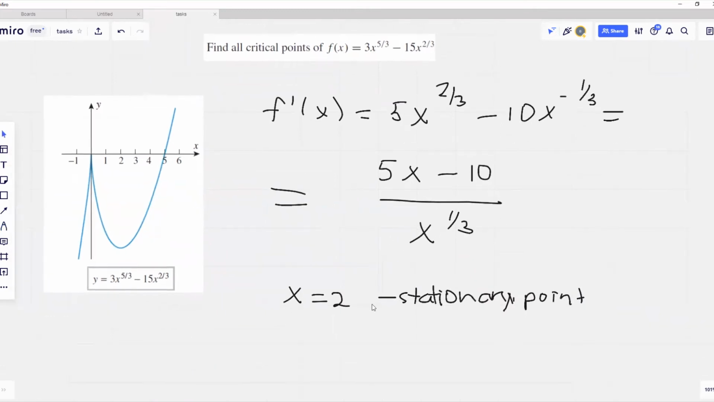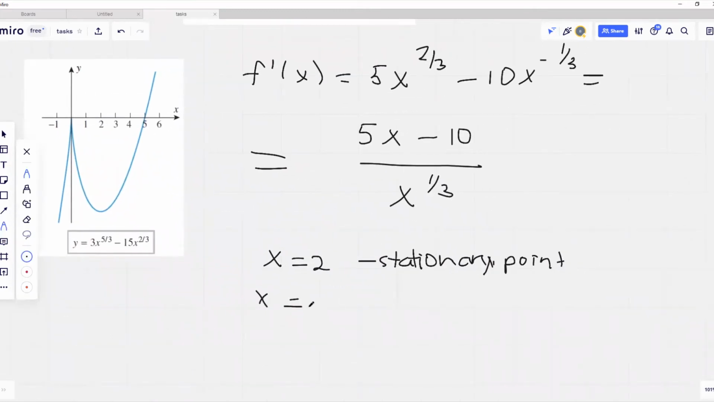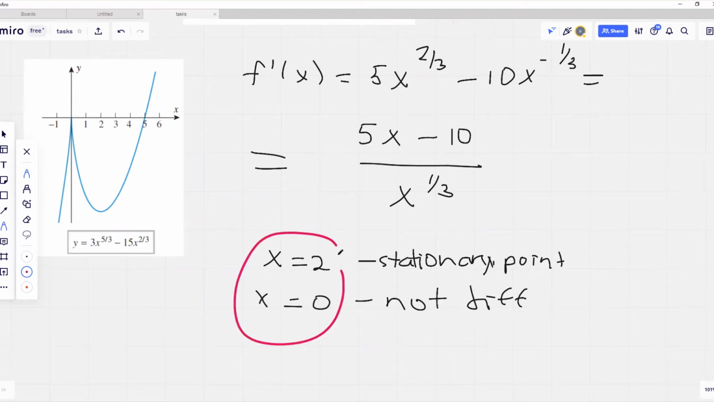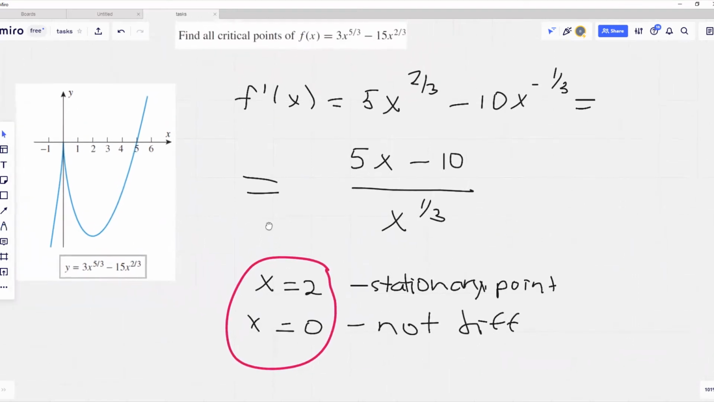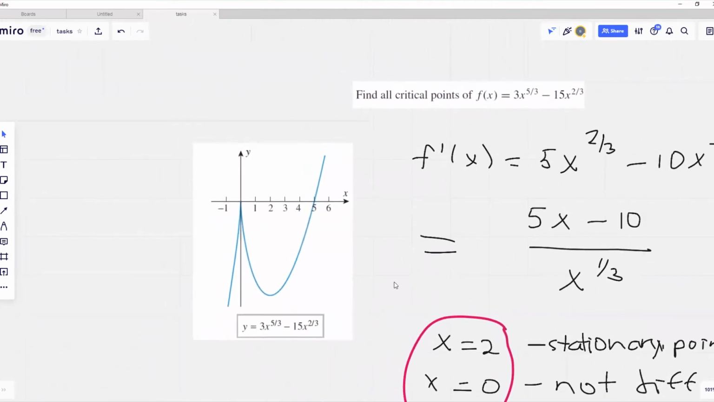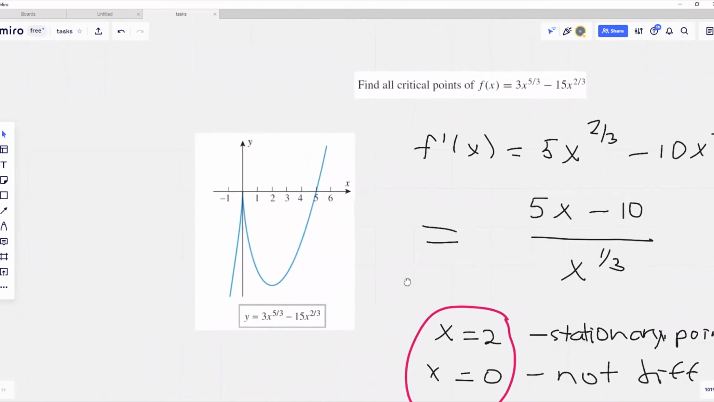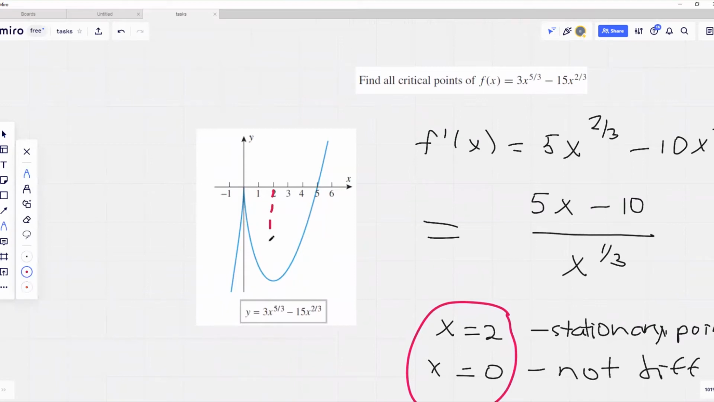And at point x is equal to 0, our function is not differentiable. So two critical points that we have found are x is equal to 2 and x is equal to 0. And if we take a look at the plot of this function, we can confirm that. We see that somewhere here at x is equal to 2, we have a stationary point, and at point x is equal to 0, we have a corner point where our function is not differentiable.